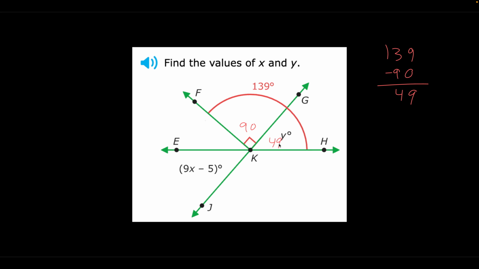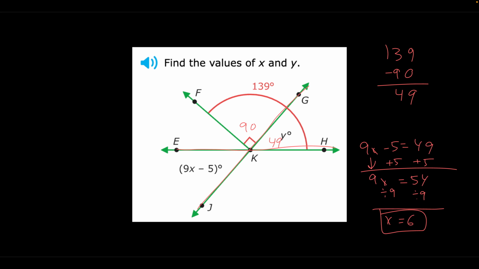And then to find x, I think we need to see this as a vertical angle right here. And so then I can write that this angle has to equal this angle. So 9x minus 5 equals 49. When we solve that for x, we get x equals 6.